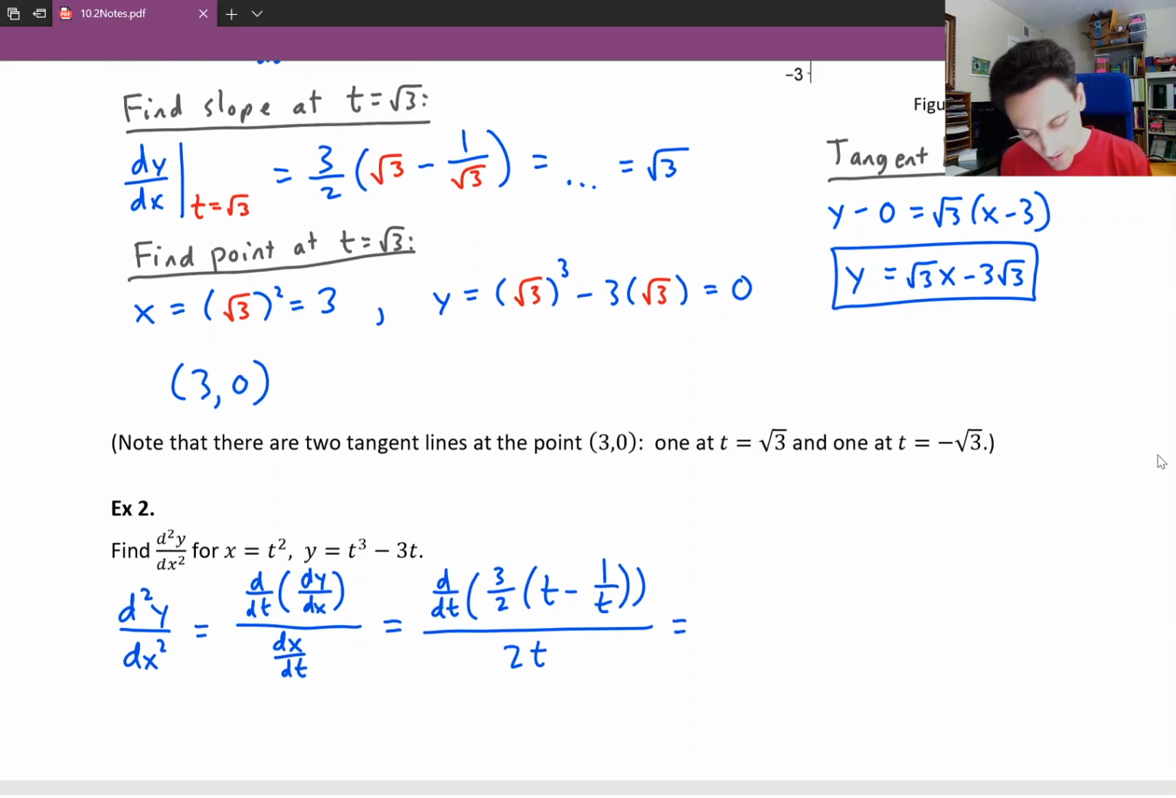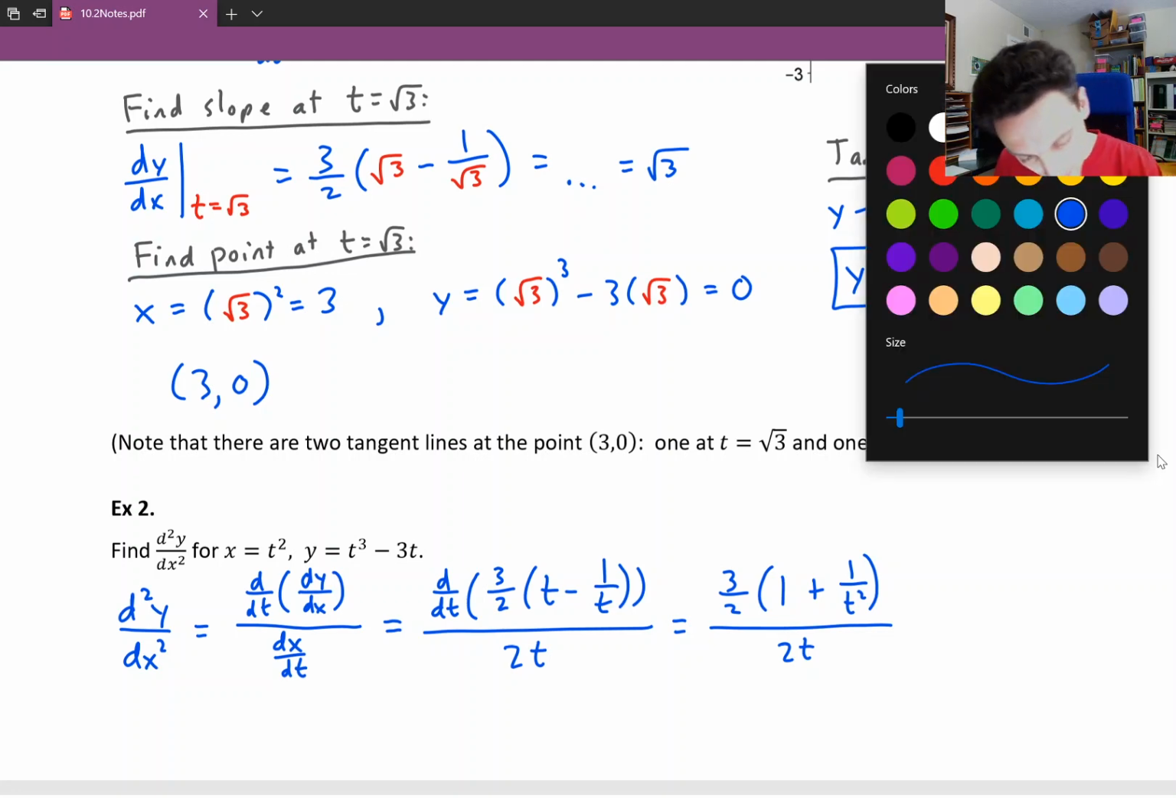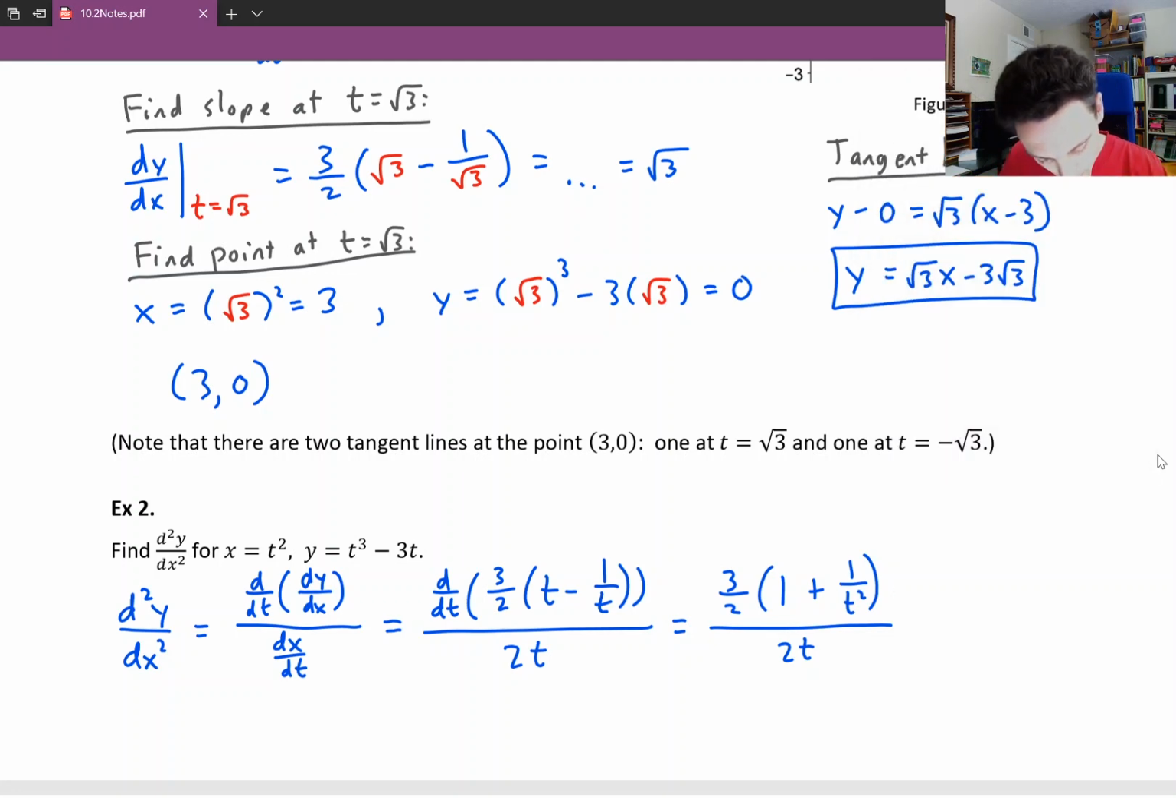Now let's finish taking the derivative on the top. We have 3/2 times derivative of t, which is 1. Derivative of 1 over t is negative 1 over t squared. That minus negative turns into positive. And then the only last thing maybe to do is clear out that little fraction, which I'll do by multiplying the top and the bottom by t squared. It's just nice not to have fractions inside of fractions. And in fact, we can move this 2 down to the bottom here. So we'll have 3 times t squared plus 1 over 4t cubed.